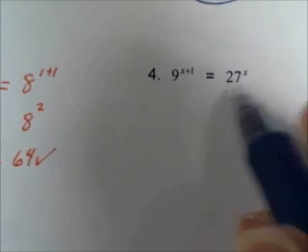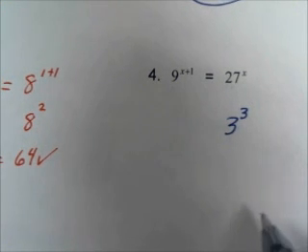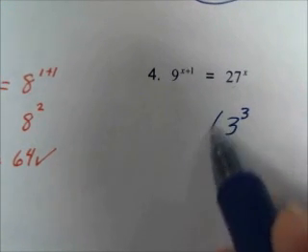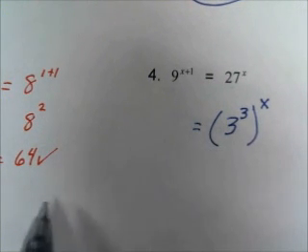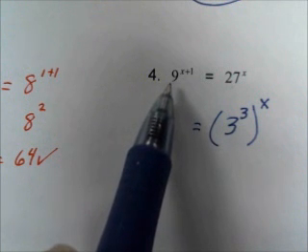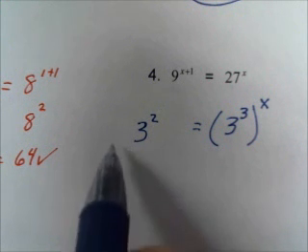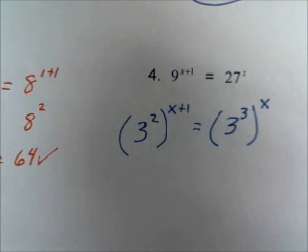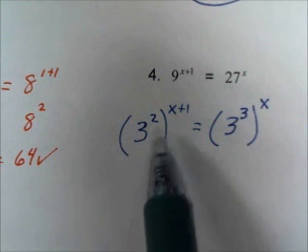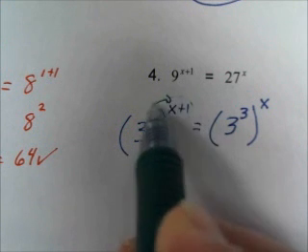So replacing 27 with what it's equivalent to, 3 to the 3rd is equivalent to 27. So we have 3 to the 3rd raised to the x. Now express 9 as a power of 3. 9 is 3 to the 2nd. So I have 3 squared raised to the x plus 1. Power to a power, we're going to multiply. We're multiplying these. So make sure you distribute the 2.